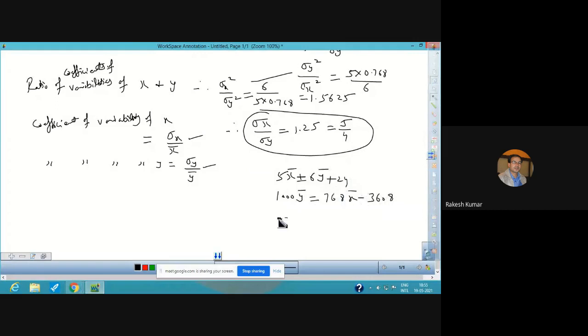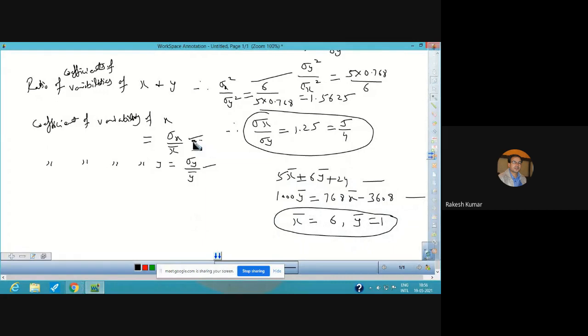So for solving for x bar and y bar, x bar will come out to be 6, y bar will come out to be 1. I am leaving this for you as a practice. You will solve these simultaneous equations for x bar, y bar. Now put the values here.